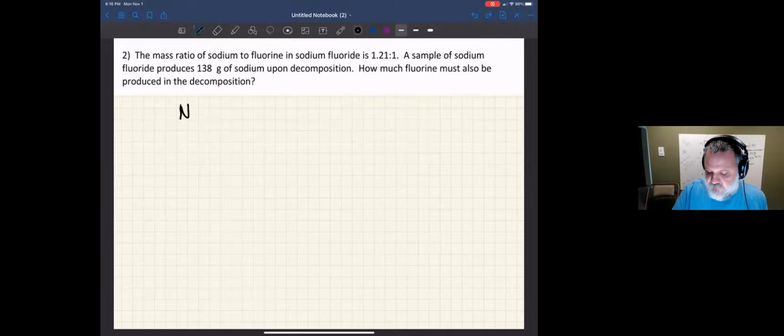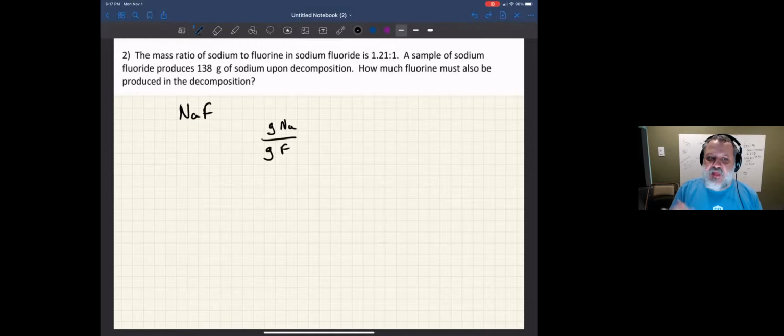Well, what does the law of constant composition tell us? It tells us for sodium fluoride, the formula is always one sodium and one fluorine. And so that means that the mass of sodium divided by the mass of fluorine in any sample of sodium fluoride has to equal the constant. And in this case, the constant is 1.21 over 1, or 1.21 to 1.